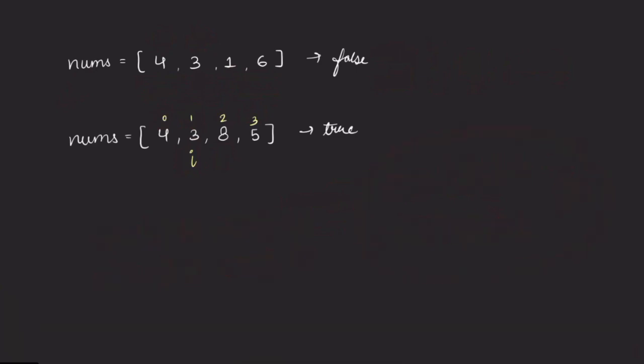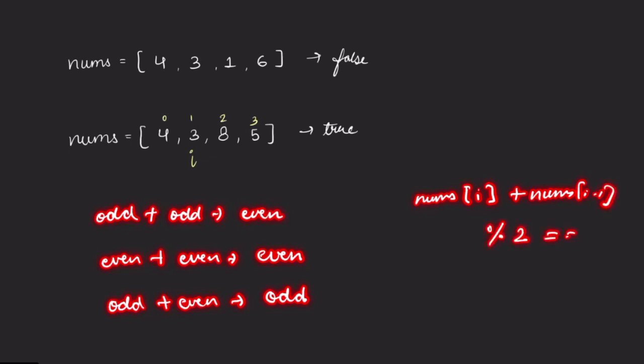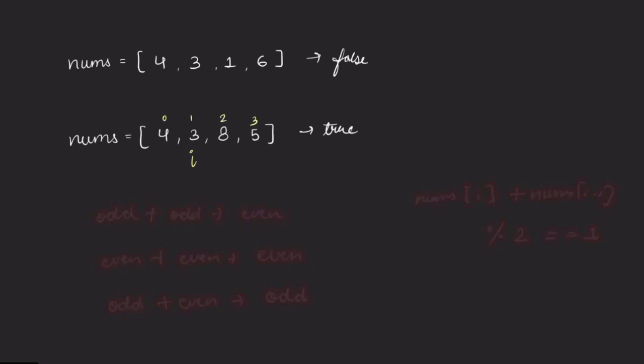So this is one way of checking. Now the other way of checking is that when we do the sum of two odd numbers, we get an even number. When we do the sum of two even numbers, we again get an even number. But when we do the sum of one odd and one even number, we get an odd number. So simply what we can check is that the sum of nums of i plus nums of i minus 1, its modulus with 2 should give you a 1. Basically, the sum should be odd. So that is also one of the approaches.